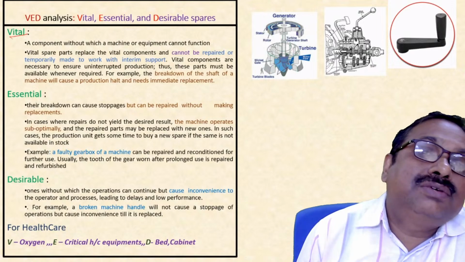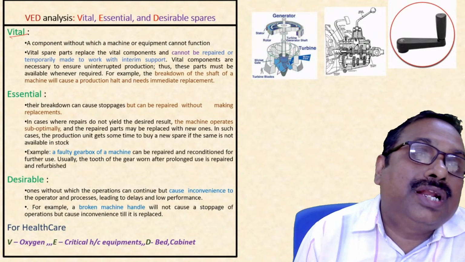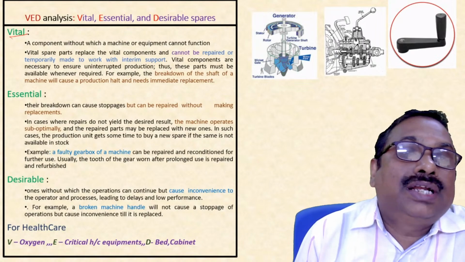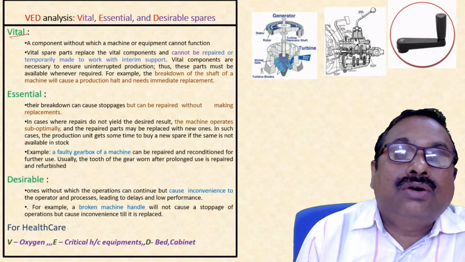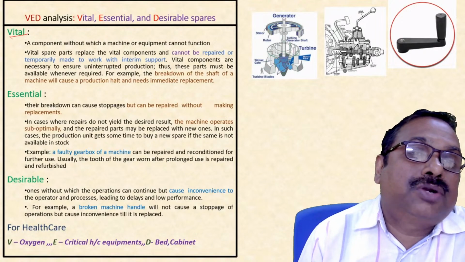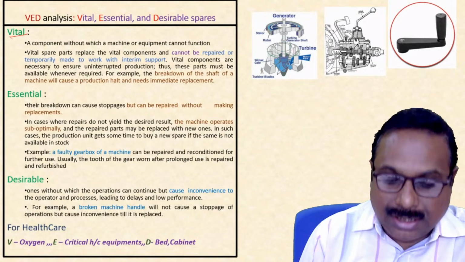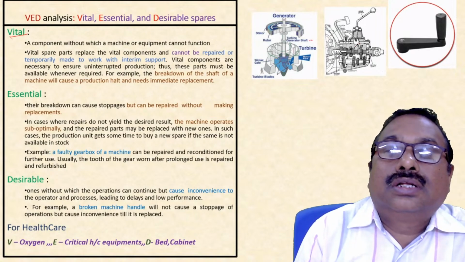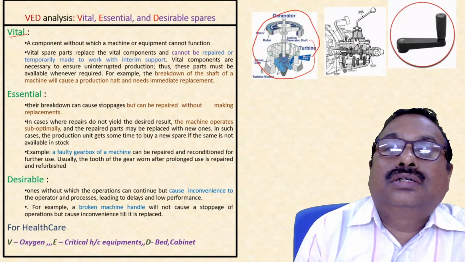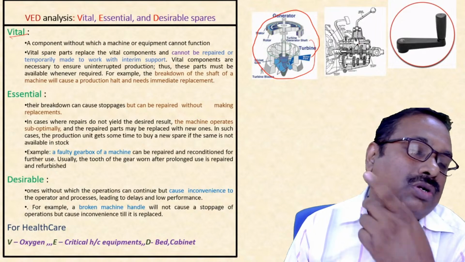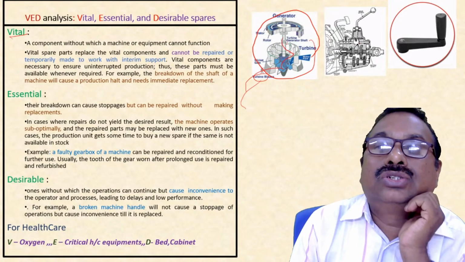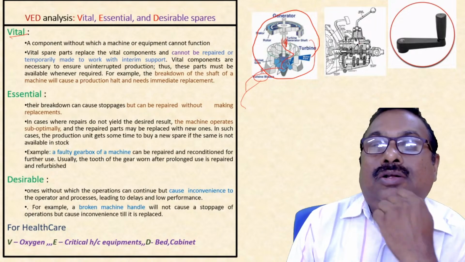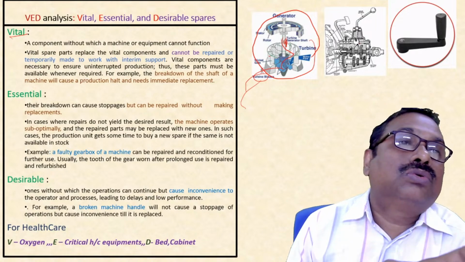Vital spare parts replace the vital components and cannot be repaired or temporarily made to work with interim support. Vital components are necessary to ensure uninterrupted production. So for example, breakdown of a shaft of a machine will cause a production halt and needs immediate replacement. If you see this figure, this figure is about a hydroelectric plant. So you have a turbine and generator. Suppose this shaft has some problem, then you have to replace this shaft. So this shaft is a vital product.